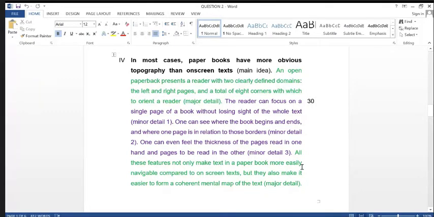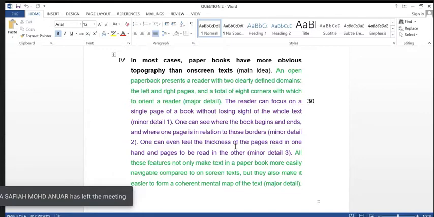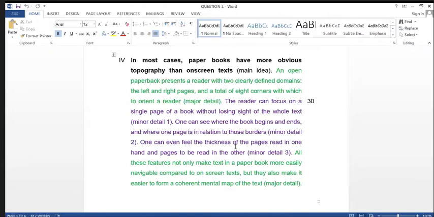However, this purple is talking about the left and right pages and the total of 8 corners. They further elaborate that because you have this left and right, because you have 8 corners, people don't lose sight of the whole book, because they have both pages there, the whole text. Then you can see where it begins and ends, and you can feel the thickness of it, because you're holding the left page and the right page, the thickness of the pages read in one hand and the pages to be read in the other hand.